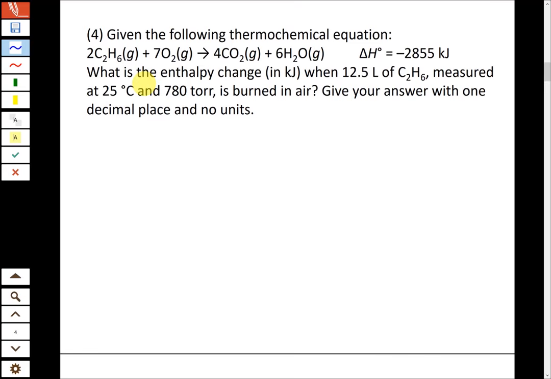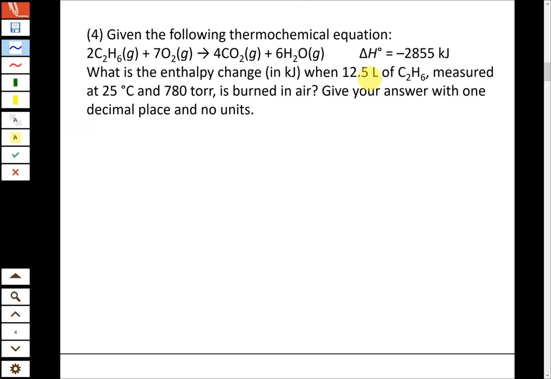All right, so we have this problem here. When you approach it, basically it becomes stoichiometry. We're going to figure out how many moles of ethane we are actually burning, and then relate that to the thermochemical equation, which tells us delta H for 2 moles of ethane, using it as a conversion factor. So the first thing we need to do, just like any other stoichiometry problem, is find moles.